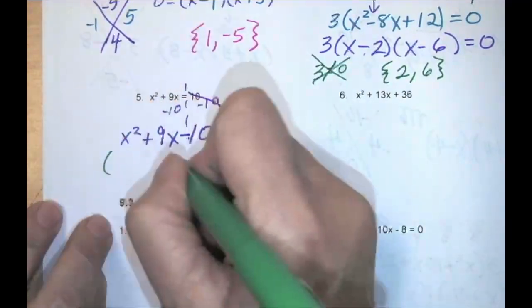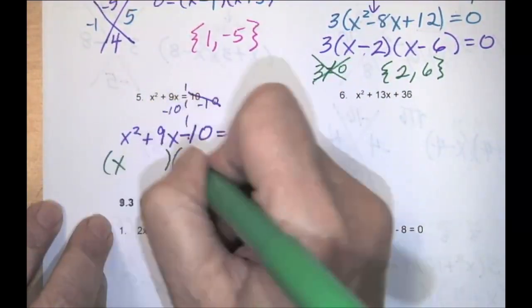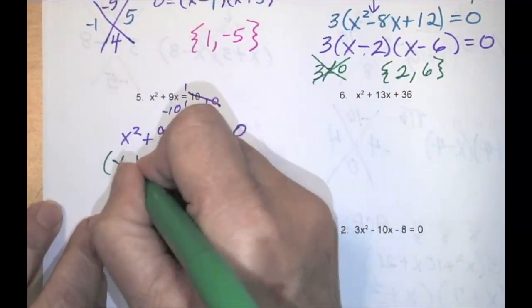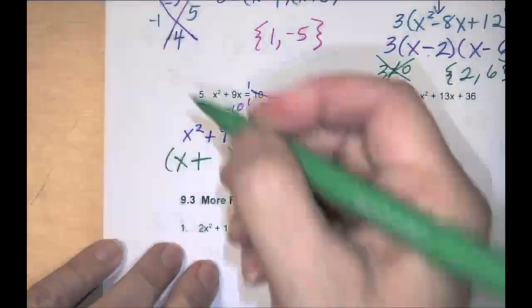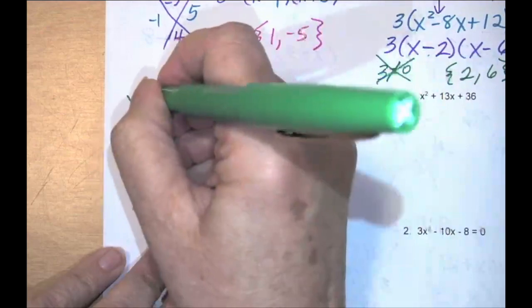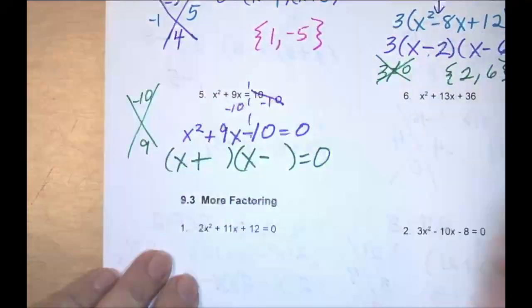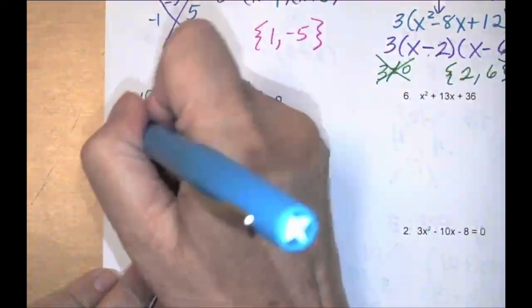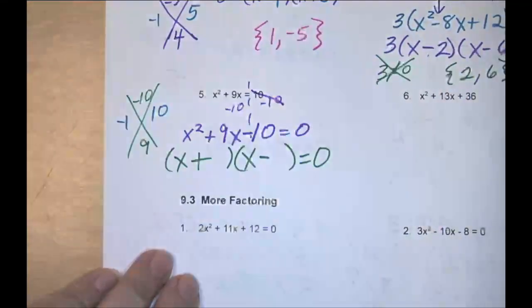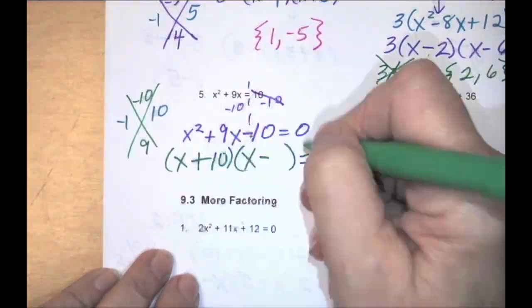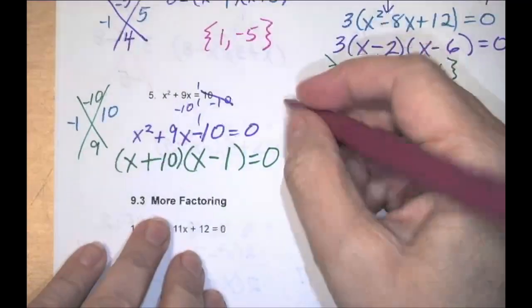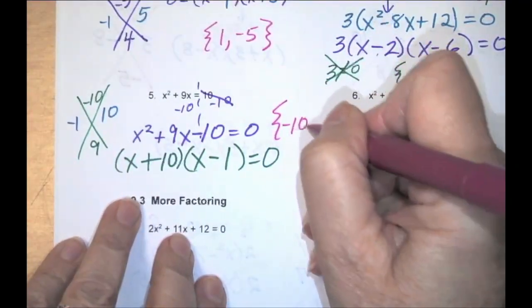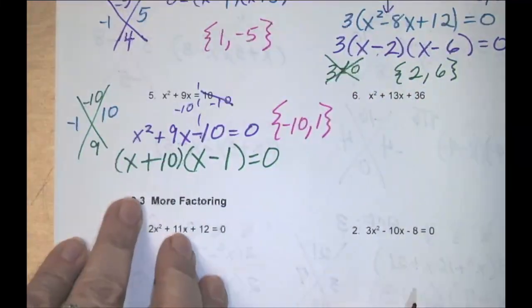Let's factor. Remember that if it ends in a negative, you have to have one of each. One positive, one negative. I want the factors of negative 10 that add to 9. That's going to be negative 1 and positive 10. And then I'm going to do the opposite for the factors, and I'm going to get negative 10 and positive 1. I mean, for the roots.